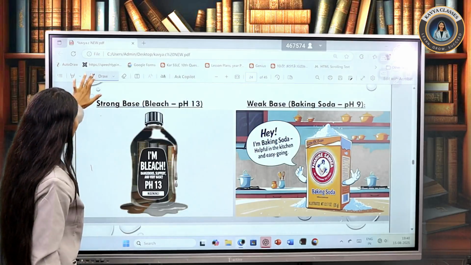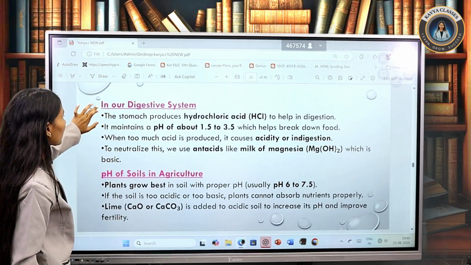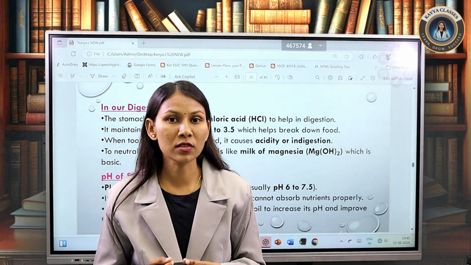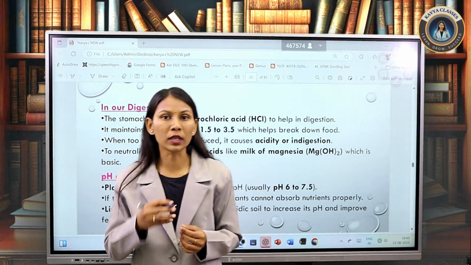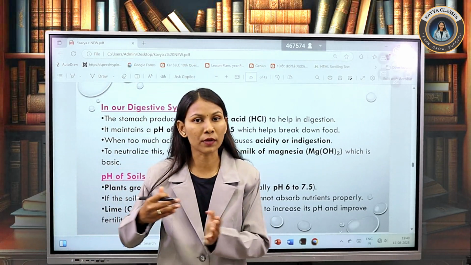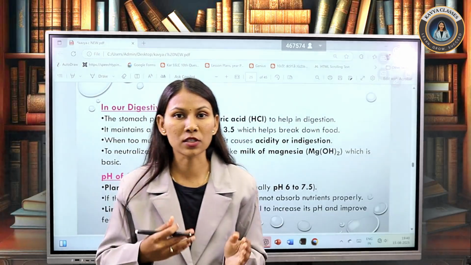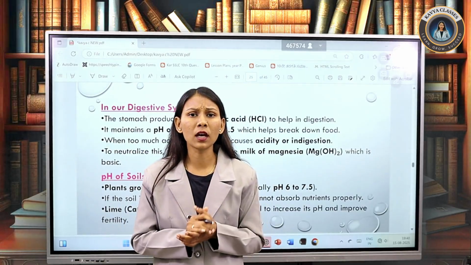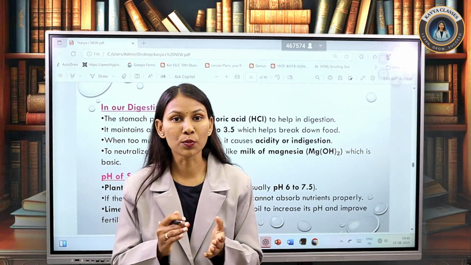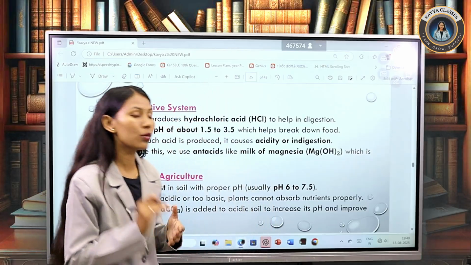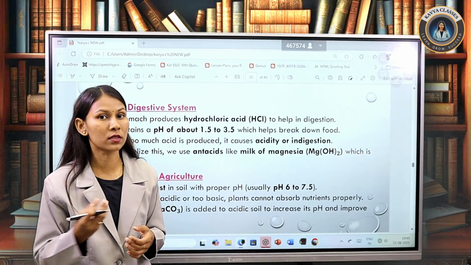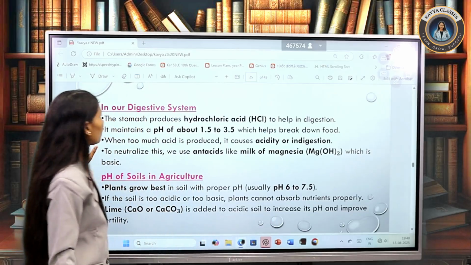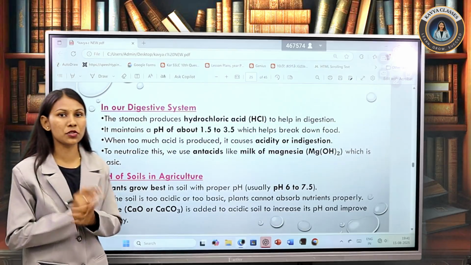Next, let us go to the role of pH in our day-to-day life. Knowingly or unknowingly, the pH scale is working. We are not aware of the pH levels in our body and in the environment also. Let us see why it is important to know the pH of our body as well as the environment in our day-to-day life. Our first concept is our digestive system.